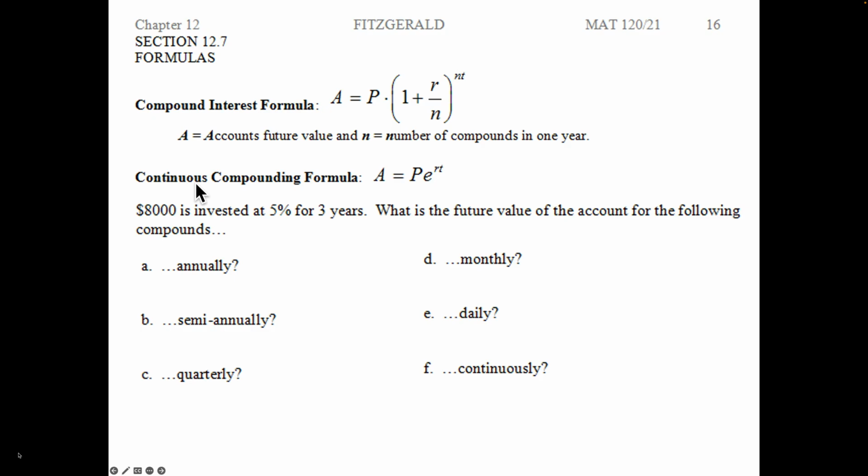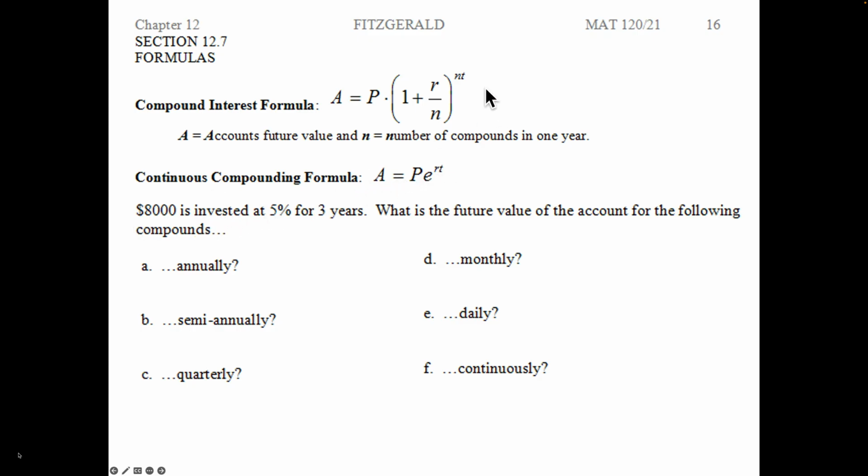Our next one is continuous compounding. This is when you're constantly compounding every second of the day, every nanosecond, and you're constantly making money. So A again is the amount in your formula, P is your principal, R is your interest rate written as a decimal, T is your time in years.